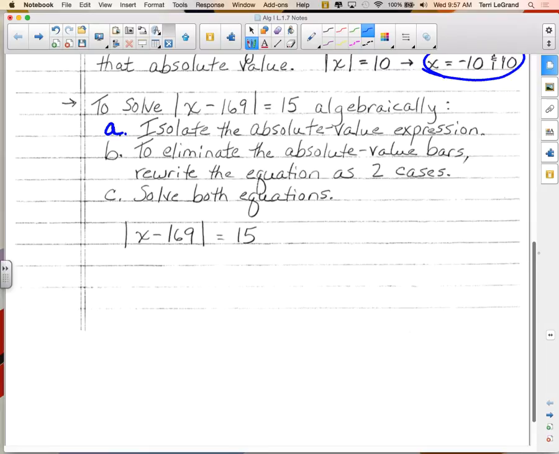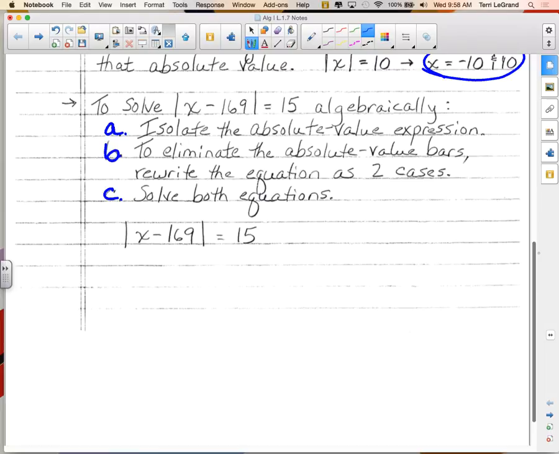The absolute value expression is the absolute value bars and anything inside of those. If there's something outside of it, then that means it's not by itself. Okay? So isolate the absolute value expression. It needs to be by itself on one side. B, eliminate the absolute value bars. In other words, we need to take them away. We need to get rid of them in the equation. We're going to rewrite the equation as 2 cases. We know that as long as it's not 0, there are 2 numbers that always have that distance. And then C, we need to solve both equations, thus we will get 2 solutions.